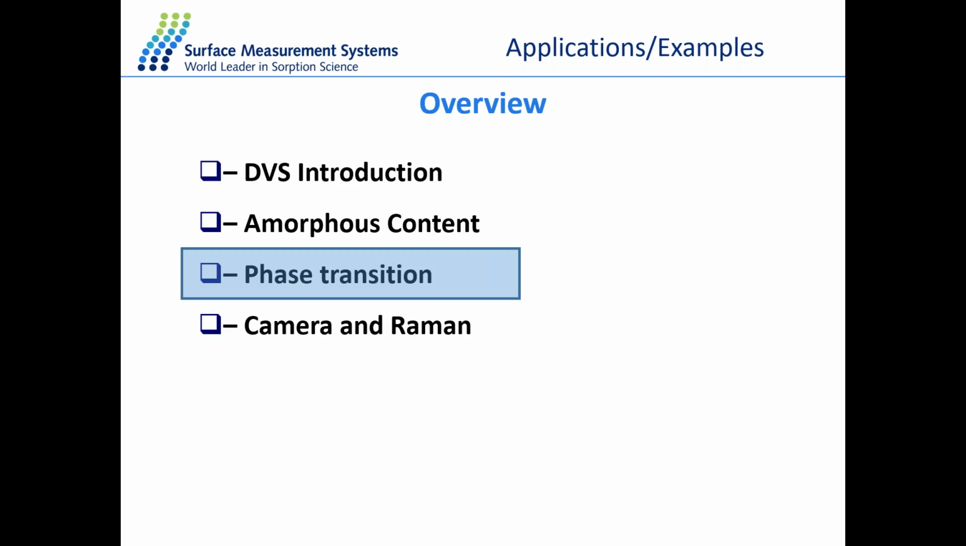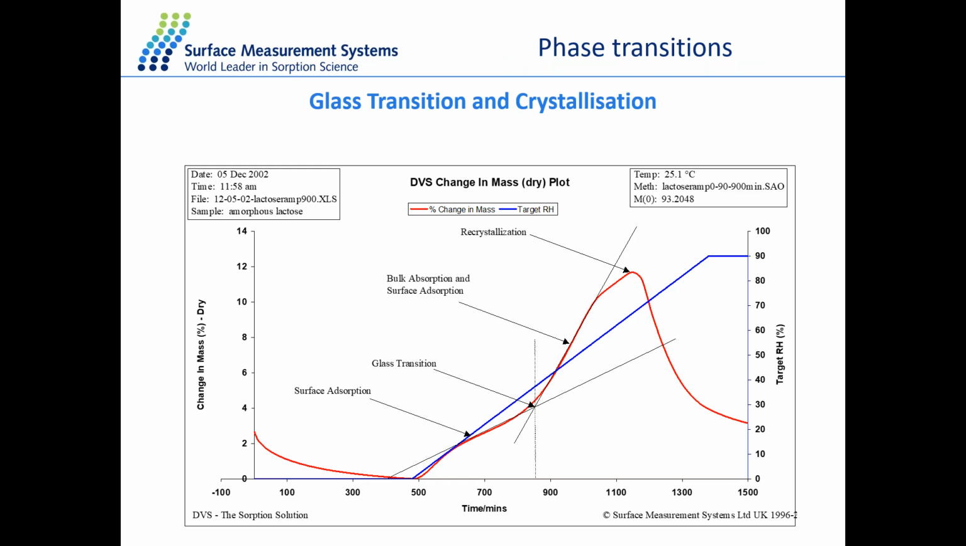So moving on to the second section of the application that I want to show you today, which is phase transition. Here is an example of the same type of material. This is amorphous lactose. And this type of experiment is not a step. We are not moving up the relative humidity step by step and measuring the mass uptake. What we are doing here is a different type of experiment.